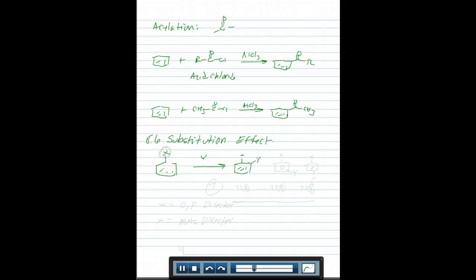Right? You can form the ortho, you can form the meta, or you can form the para. The question is, do you get a statistical mixture? So do you get 33% of one, 33% of another, and 33% of another? That's the question. Or is one of these isomers favored more than the other? Well, I wouldn't be making a big deal out of this if one of them was not favored.